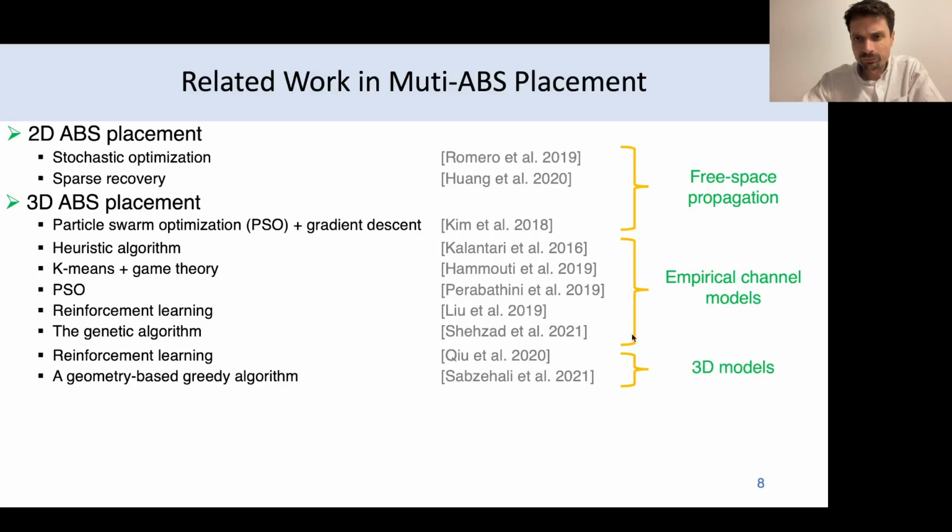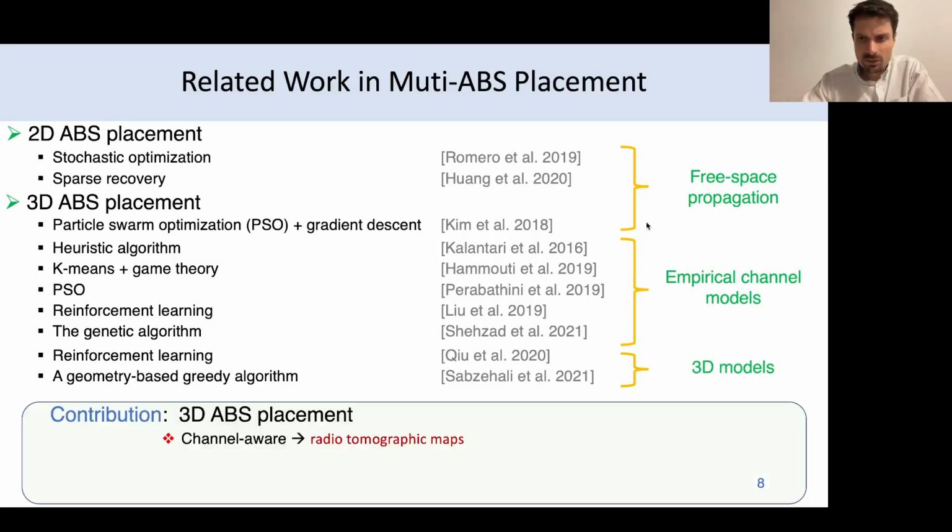So to address this limitation, we propose a 3D ABS placement scheme where the channel is predicted using radiotomographic maps, which means we are using the channel at the location where the UAVs will be placed. This is much more, or should be much more accurate than any of these approaches.